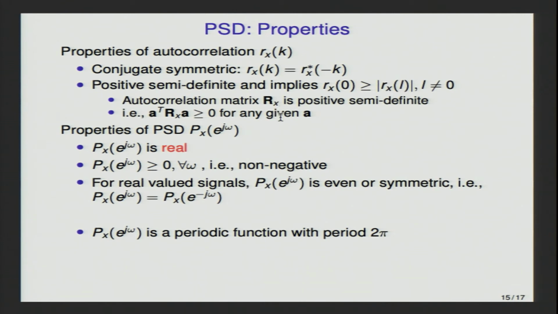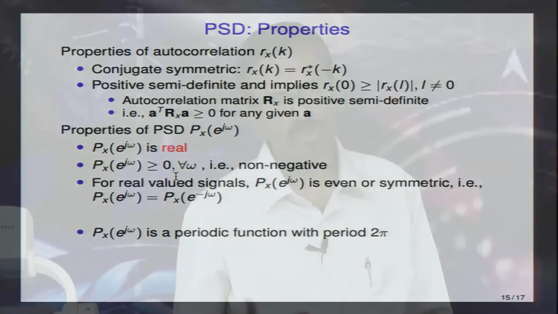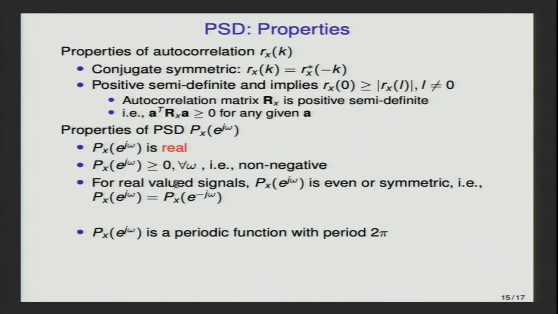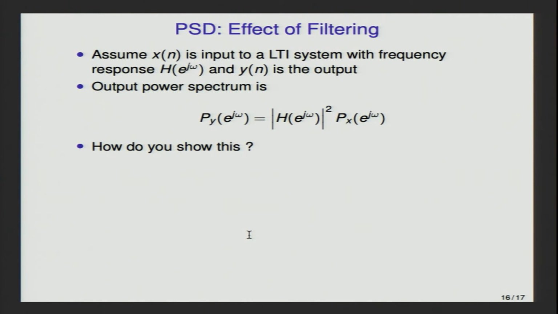Since the power spectral density is the Fourier transform or DTFT of the autocorrelation sequence, some of these properties follow: the power spectral density is always real and non-negative, and the symmetry of the autocorrelation sequence also carries into the power spectral density. And since it is a frequency-dependent function, it is periodic with 2 pi. This notion, referred to at the end as the effect of filtering, is something useful.